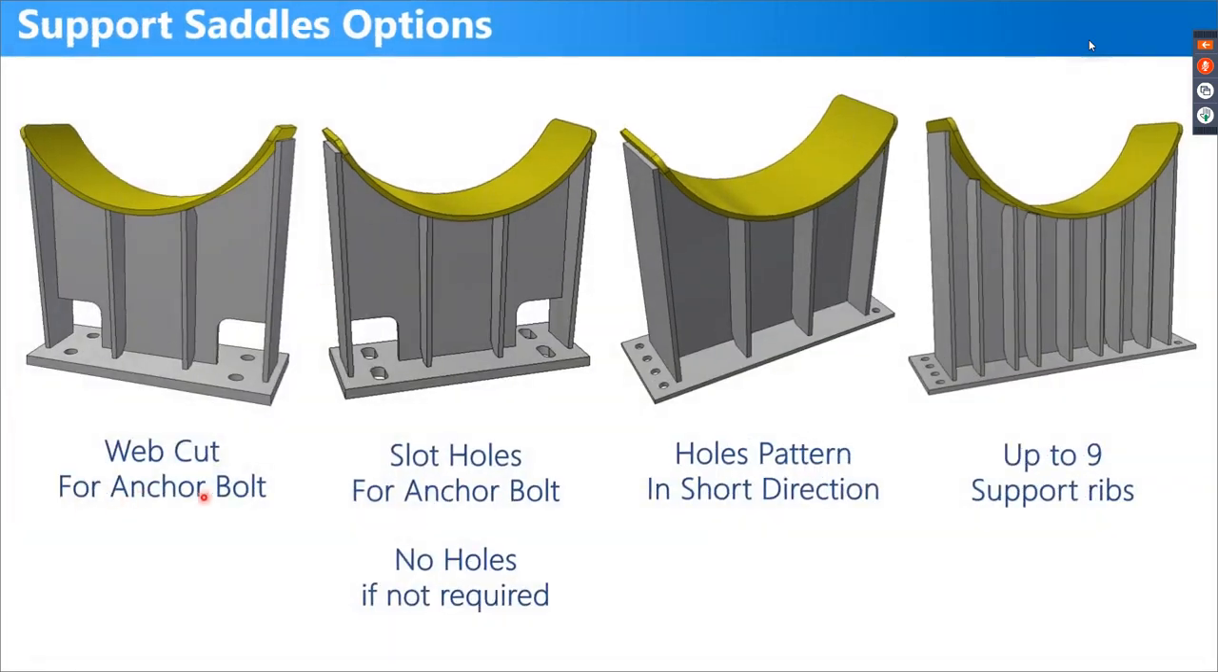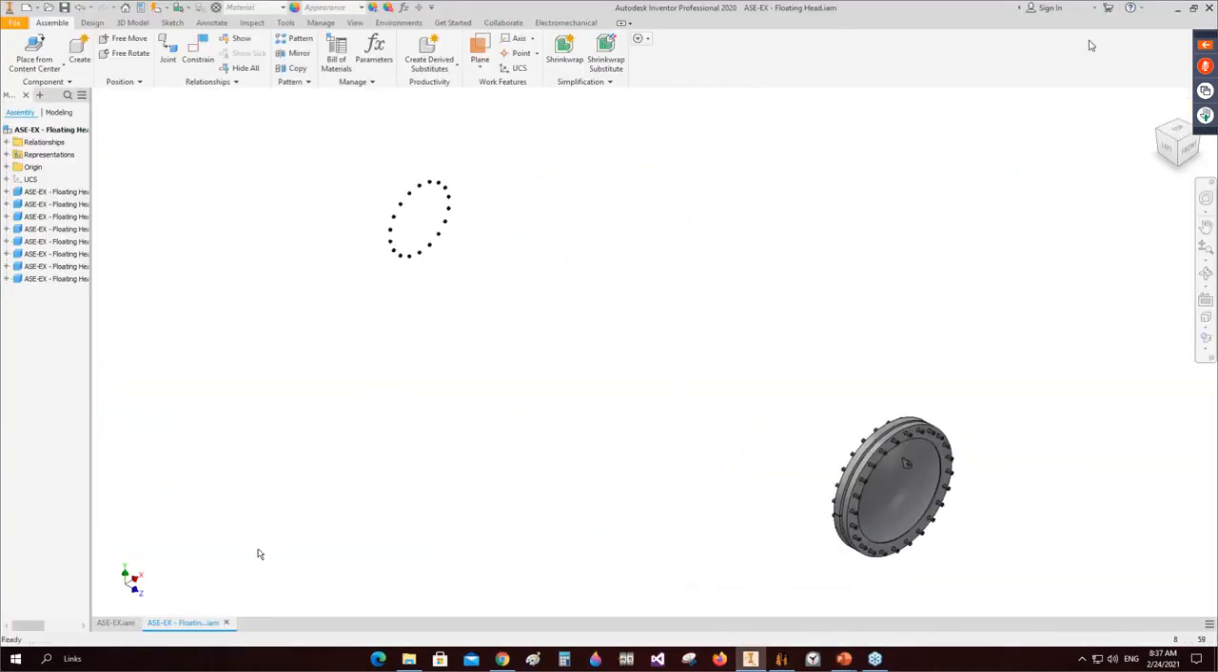And many other options, like if you would like to make a cut on the web like this to suit the requirements of the client, and to make able for some cases the tightening area for the anchor bolt is a little bit tight. So sometimes you may need to make a cut on the web like this. You have the ability to make the slot holes, okay, and you have the ability to make the holes, change the hole pattern from the long direction to the short direction like this, and you have the ability to add a large number of supported ribs like this. Let's come back to our model. Here, that's the floating head.